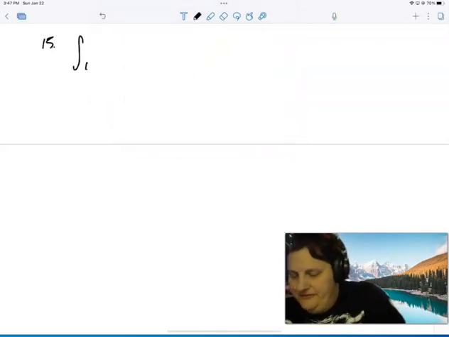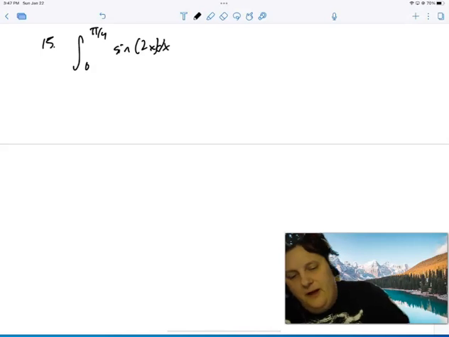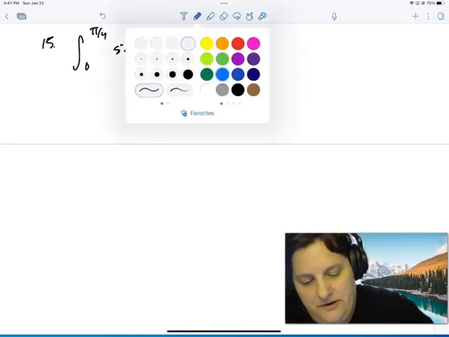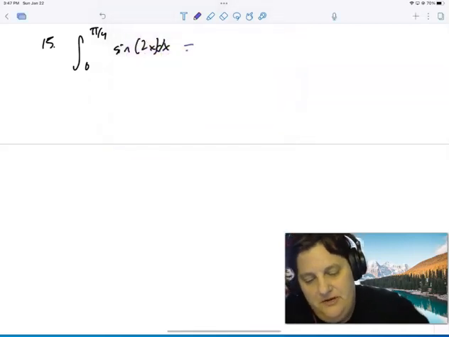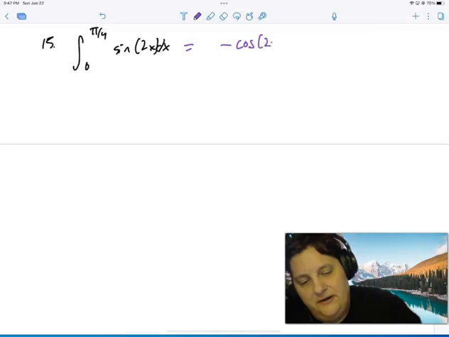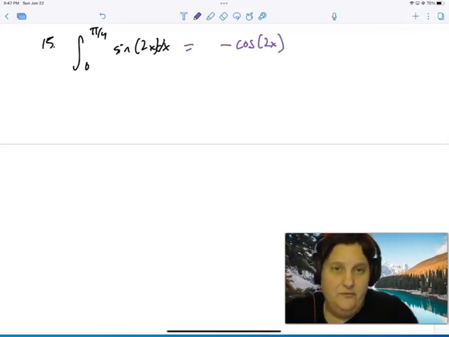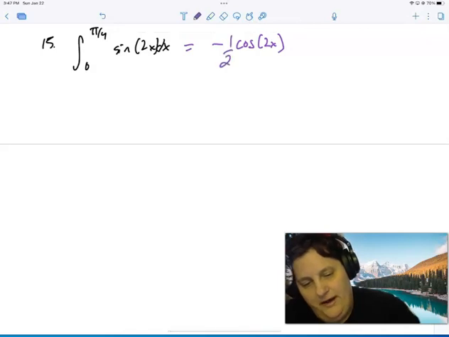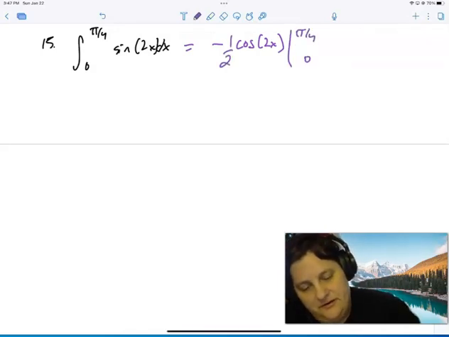Okay, for number 15, the integral of sine of 2x dx. I mean, you could do this as a u substitution, but to be honest with you, the fastest way to do this is the reverse chain rule, because we know that the integral of sine is negative cosine, and when we take a derivative, we multiply by 2. When we take an integral, we do a 1/2. So I feel like that's kind of easy enough here.